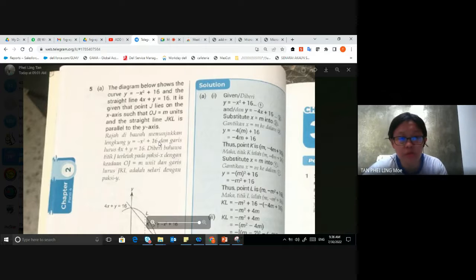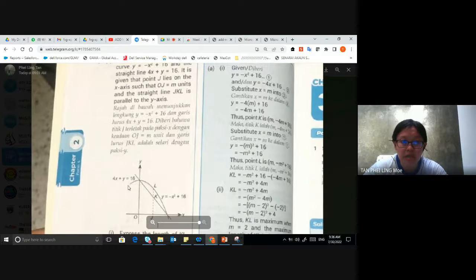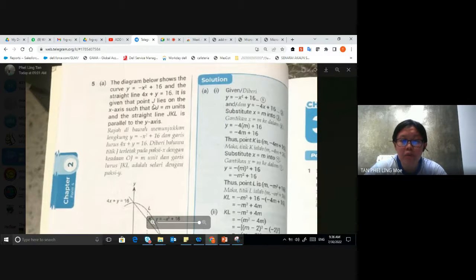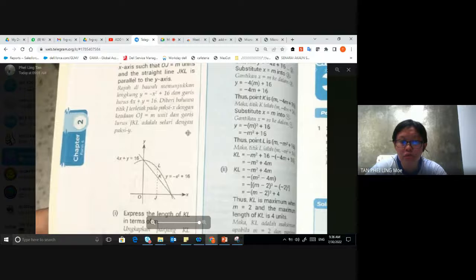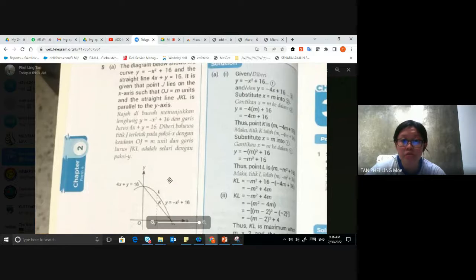Let us do it one by one. So here again you have the curve, and then the straight line. So this straight line and the curve do meet, right? So you know already that you must solve simultaneous equations. And then it's given that point J lies on the x-axis. So you know point J is this one. It is a point where the y coordinate should be 0 because it lies on the x-axis. Do you see that?